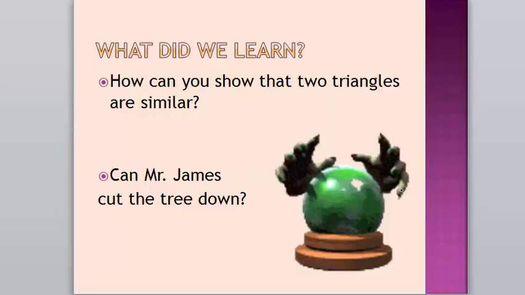So hopefully we now understand one way to prove two triangles are similar is by showing two pairs of congruent angles. In other words, we have the AA similarity postulate. So hopefully now you have the tools to answer the question, can Mr. James safely cut down that tree without hitting the house? We'll see you next time.